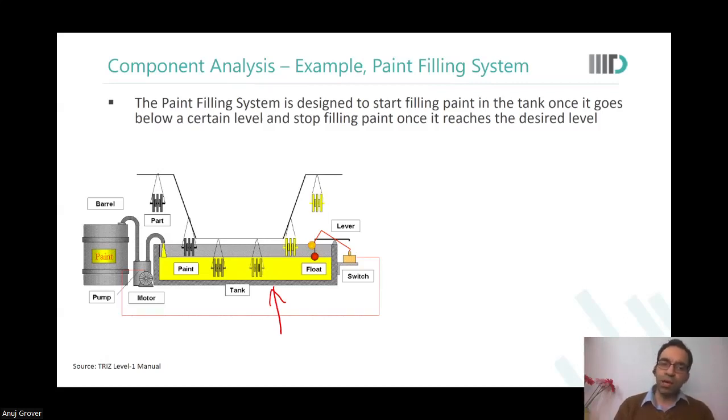Now, if I want to do component analysis, why am I talking about this engineering system? There is a problem that this manufacturer was facing. It's a very simple way to paint the radiators. The only problem that this guy was facing was that, you see, there is this float here.